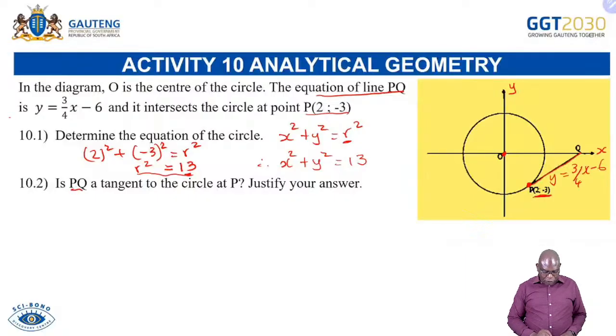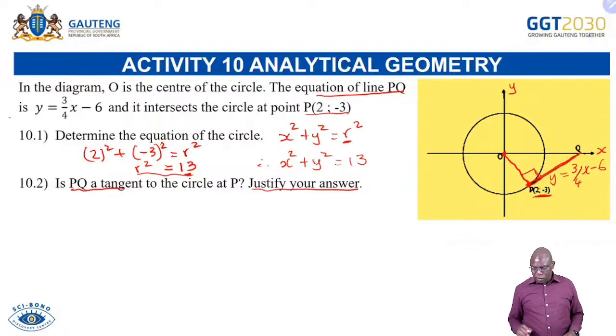Now they ask you, is PQ a tangent? Is this line a tangent? In this type of question, you cannot just say yes or no, because we want you to justify your answer. Justifying your answer doesn't mean you have to give us a paragraph; you have to prove it mathematically. It's easier to do that because I know that if it is a tangent, the gradient of this line times the gradient of that tangent must give us -1. If we multiply them together, that angle must be 90 degrees. So let's check if it is.